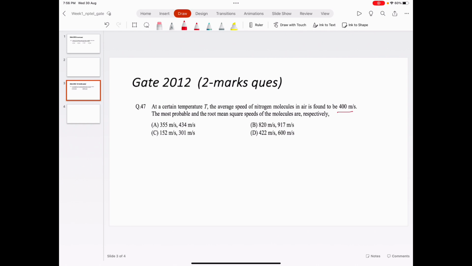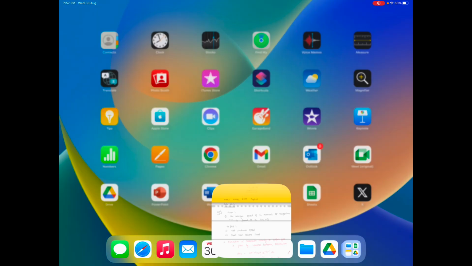Now what we need to find out is the most probable and the root mean square speeds of the molecules, respectively, and these are the 4 options which are given. One of them will be the correct option. It's a 2 marks question based particularly on the concept of kinetic theory of gases, and on what these average, most probable and root mean square speeds are. We will find out the most probable and root mean square speed when the average speed of the nitrogen molecules is given to be 400 meter per second. So let's see the step-by-step solution.